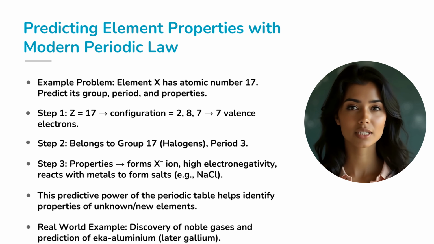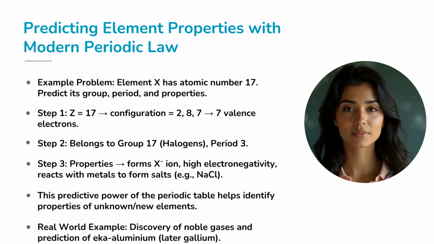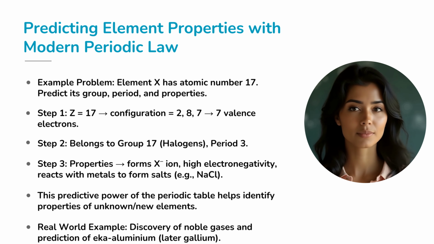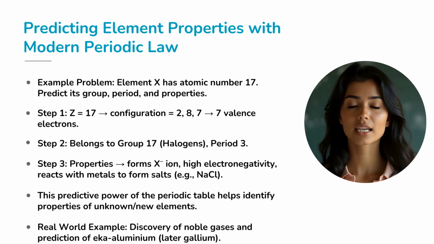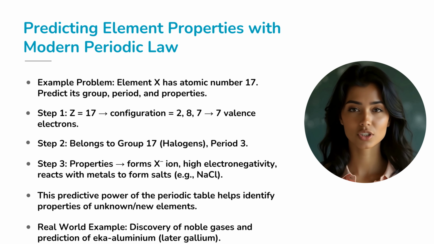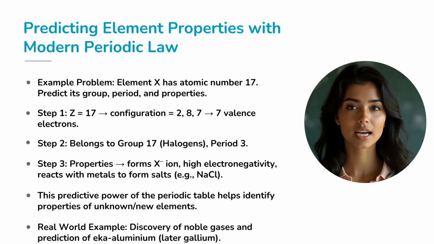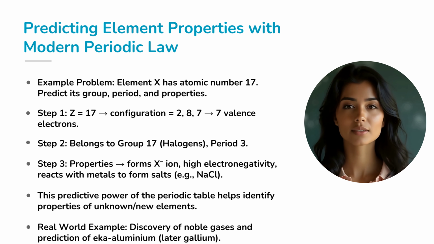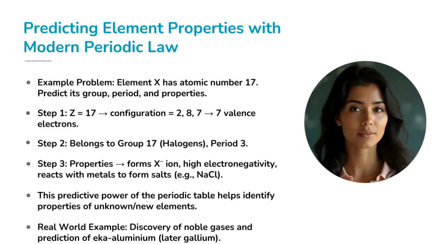Now, what can we say about its properties? It will form a -1 ion by gaining an electron. It will be highly electronegative, ready to pull electrons from metals. It will form salts such as sodium chloride, where sodium gives 1 electron and chlorine takes it. Yes, element X is chlorine itself.